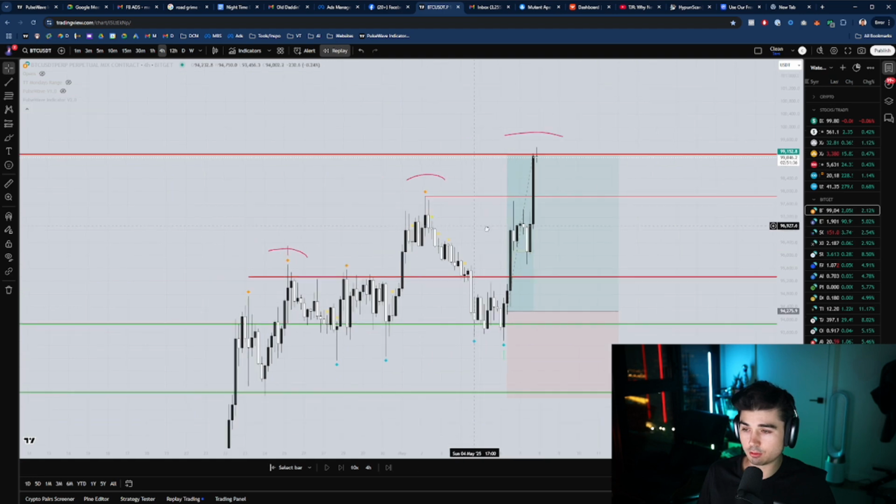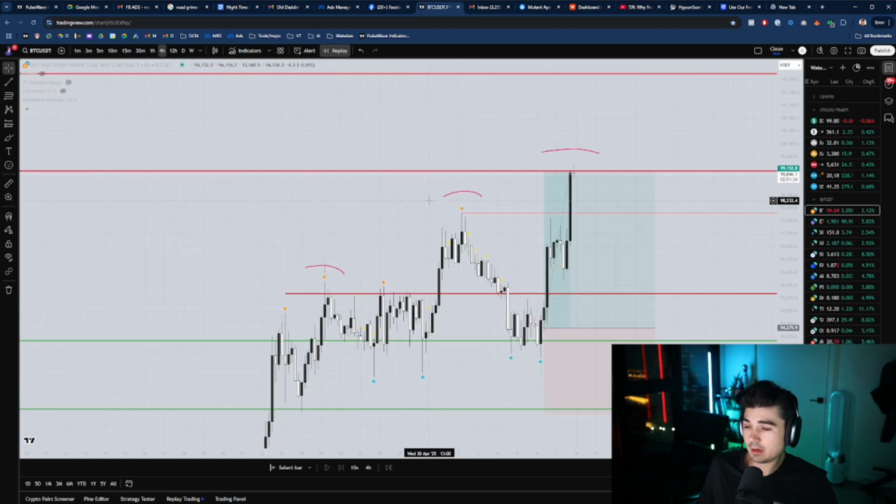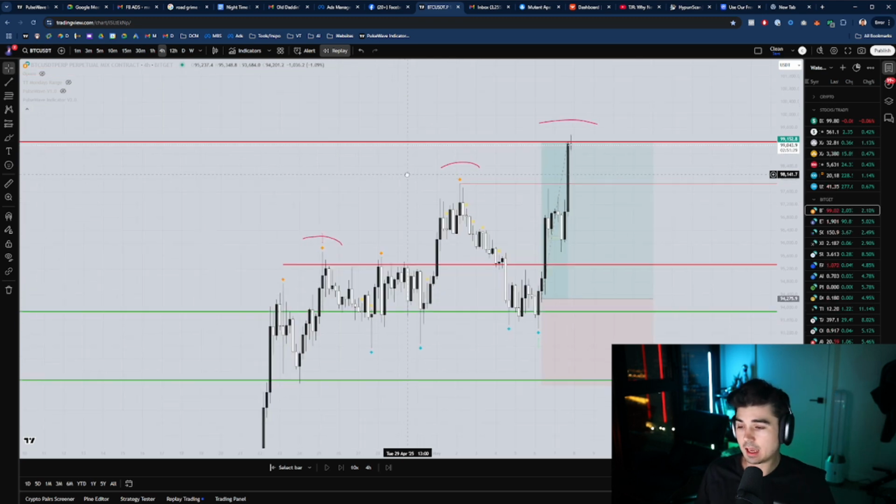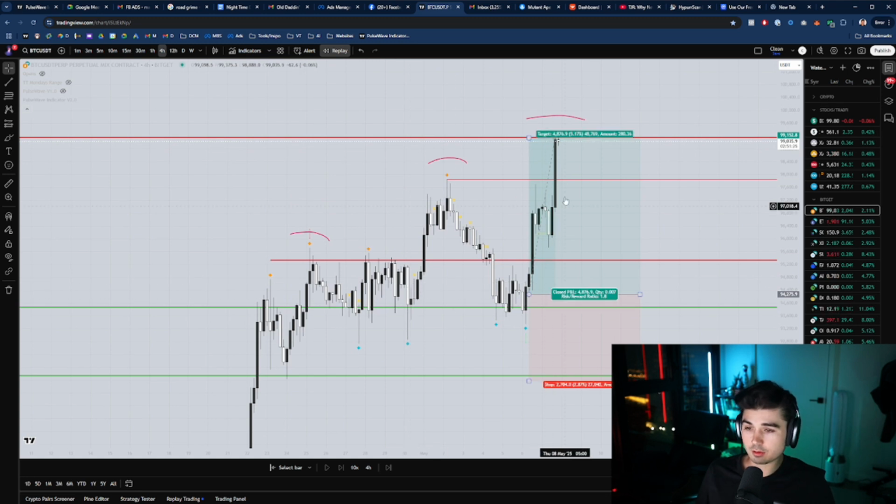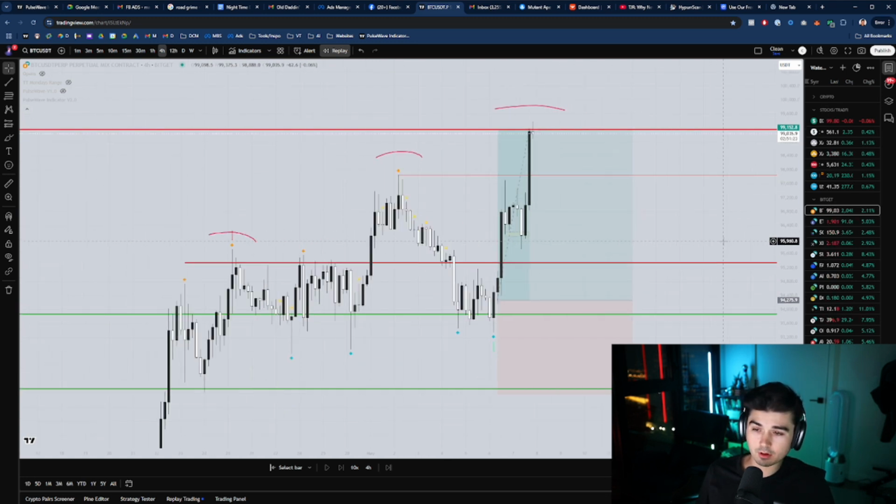Let's just break down this Bitcoin trade and how I was able to find it and how I was able to trust the levels that PulseWave had already laid out previously. And then I'll break down how the indicator works and everything like that. But this is the trade that I took. You could see it right here. It played out very, very well.